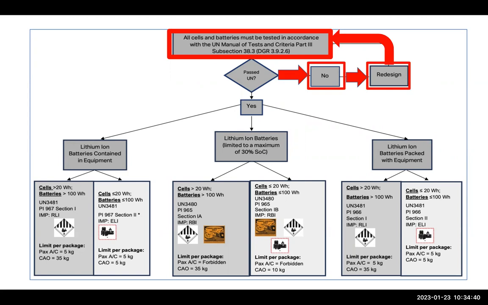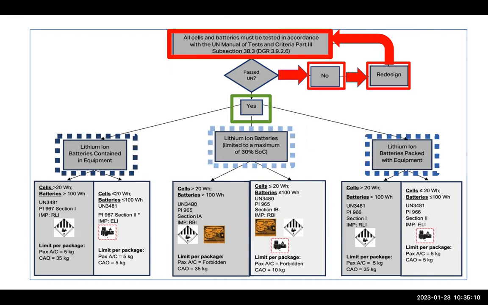So in case they've redesigned them, tested, and they have passed the tests, then we have three options to ship lithium-ion batteries. We can either ship them as lithium-ion batteries contained in equipment. I'll show you an image of how that looks, or ship them as lithium-ion batteries, loose batteries, or call them standalone batteries. Alternatively, we can ship them as lithium-ion batteries packed with equipment. We're going to start with those packed with equipment.